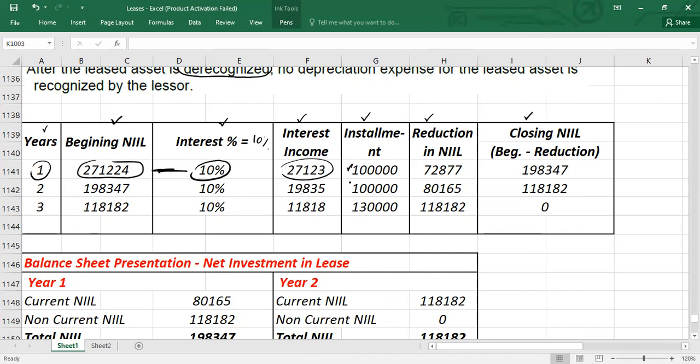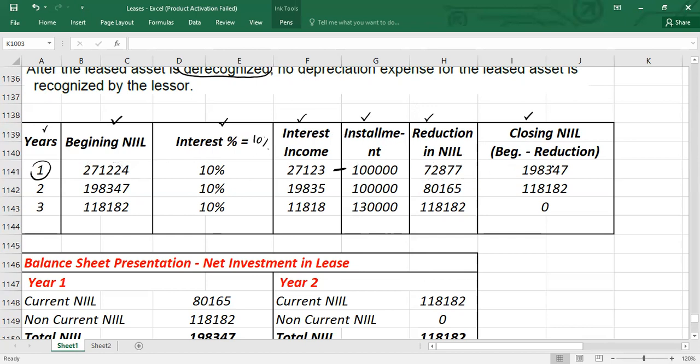And your installment is 100,000 in year 2. In year 3 it is 130, because in year 3 you have an installment of 100,000, plus a residual value guaranteed by the lessee of 30,000. So it means you will receive 130 in the last year. So I placed the cash flows here. In the first year we have an installment of 100,000. The difference between installment and interest is your reduction in net investment in lease. Now you take the opening balance minus this reduction in net investment in lease. This will give you closing net investment in lease.